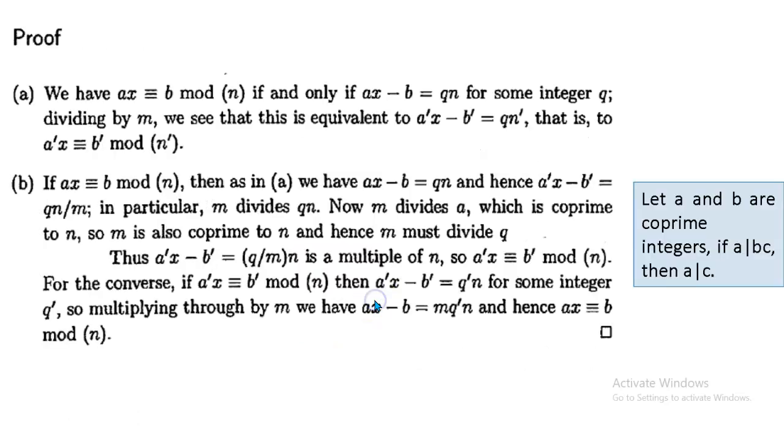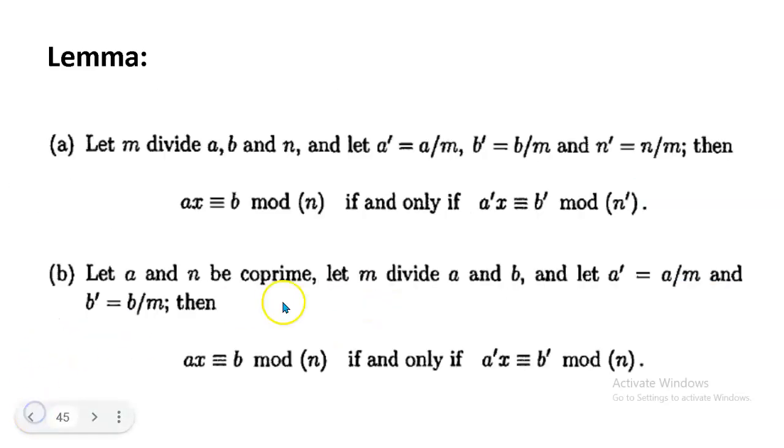And this is a lemma. It says that if m divides a, b and n, then we can write a dash equal to a by m, and b dash is equal to b by m, and n dash is equal to n by m. Since m divides all these numbers, we get numbers a dash, b dash, n dash. And we can say that ax is congruent to b mod n if and only if a dash x is congruent to b dash mod n dash.